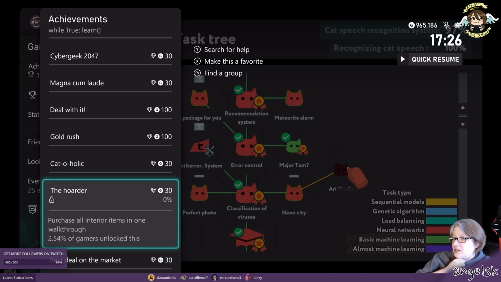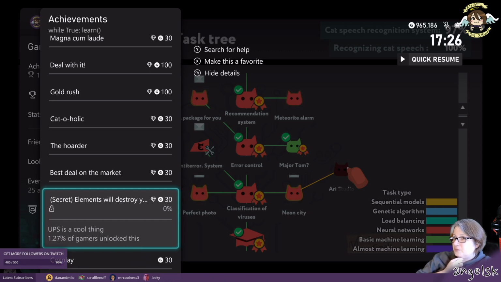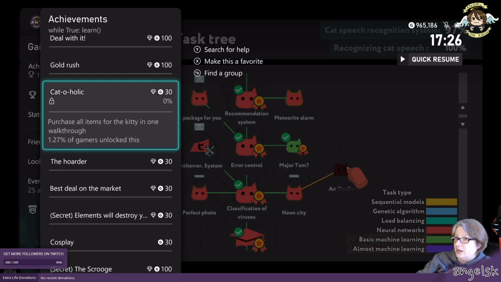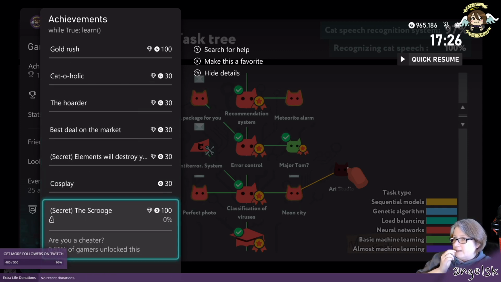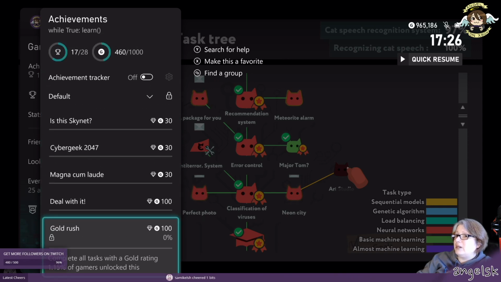All items for the kitty, all interior items. I don't even know how to get a bank loan at this point. Or UPS. The cosplay one goes with the cataholic. And then I don't know, are you a cheater? Is that you got through the whole thing without buying anything and you just save money without investing? Possibly. So that's probably going to require a full new playthrough. They are all unlockable, which is great.